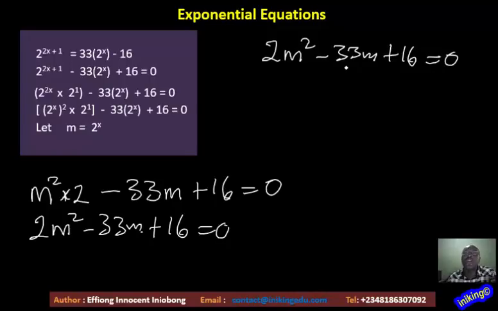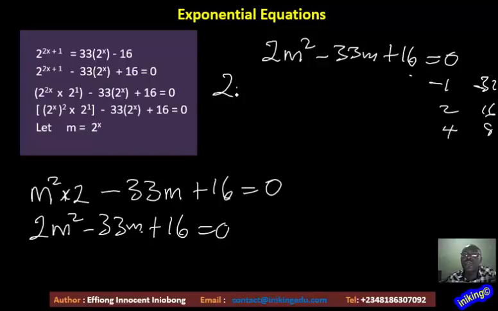Please, if you do not understand how to solve this using the factorization method, as I said earlier on, consult the video on solving quadratic equations. Here I'm going to do 2 times 16. I obtain 32. So I'm going to look for factors of 32, which will be 1 times 32, 2 times 16. What else? 4 times 8. I think that's all. Of course, we are looking for 33. We are going to use minus 1 minus 32 to obtain minus 33.